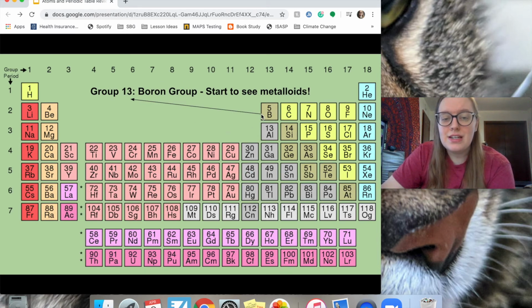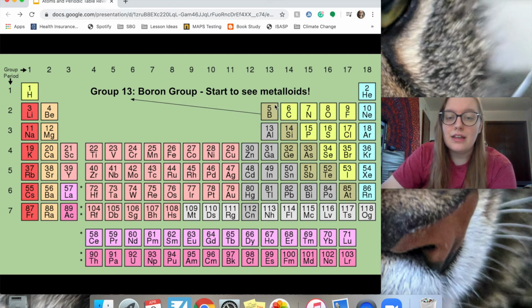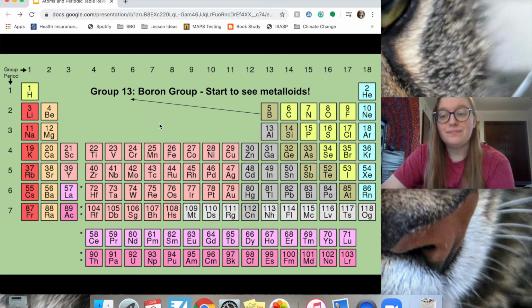Group 13, that is our boron group. So remember, for 13, 14, 15, and 16, these are all going to be named based off of the first element that appears in that group. So these are where we start to see our metalloids. So boron, in this case, is a metalloid. Everything below it is a regular metal.